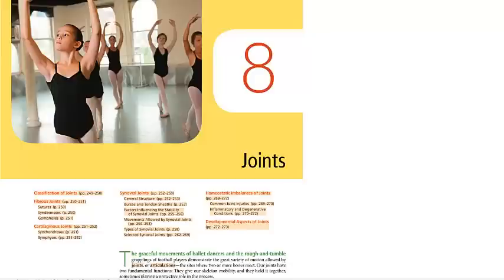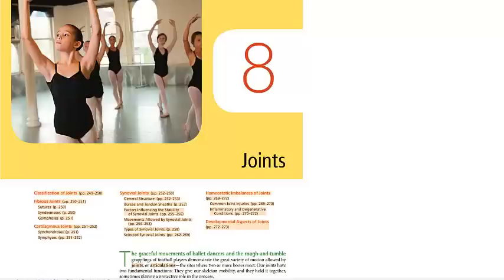This is chapter 8, joints. We're going to talk about first the classification of the joints and look into each individual classification itself, like the fibrous joints, what are the classes under it, the cartilaginous joints, what are the subclasses under it, and then synovial joints. Synovial joints are the most abundantly found type of joints in our body, and we will be talking about them in a bit of detail.